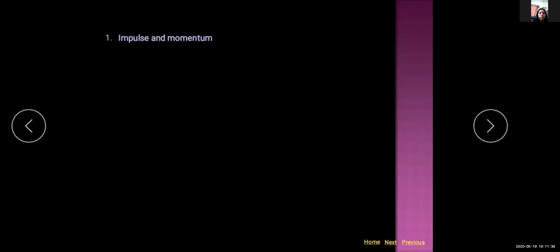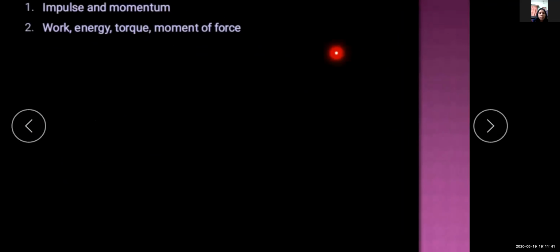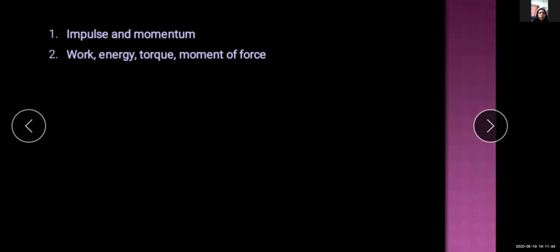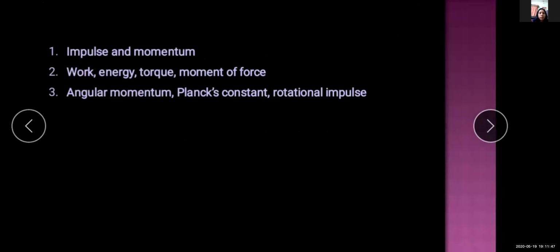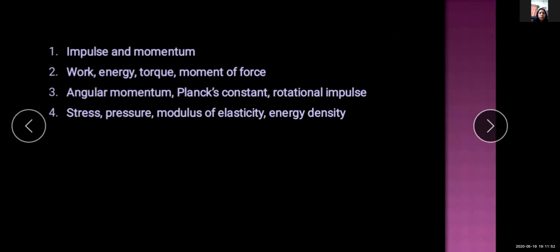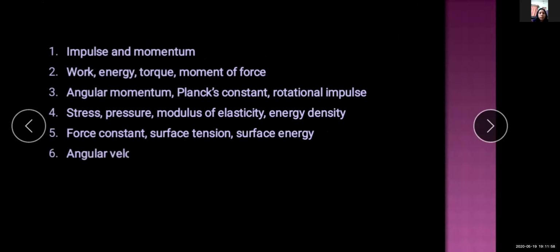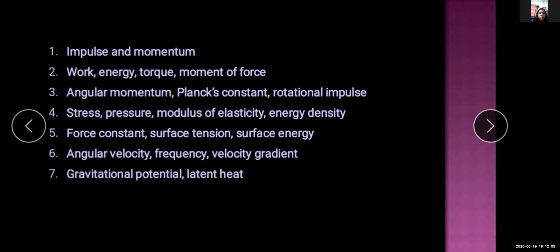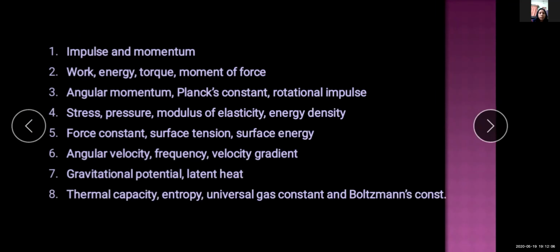Write the dimensions of impulse and momentum, work, energy, torque, stress, pressure, modulus of elasticity, energy density, force constant, surface tension, surface energy, angular velocity, frequency, velocity gradient, gravitational potential, latent heat, thermal capacity, entropy, universal gas constant and Boltzmann constant, force and thrust, power, luminous flux.